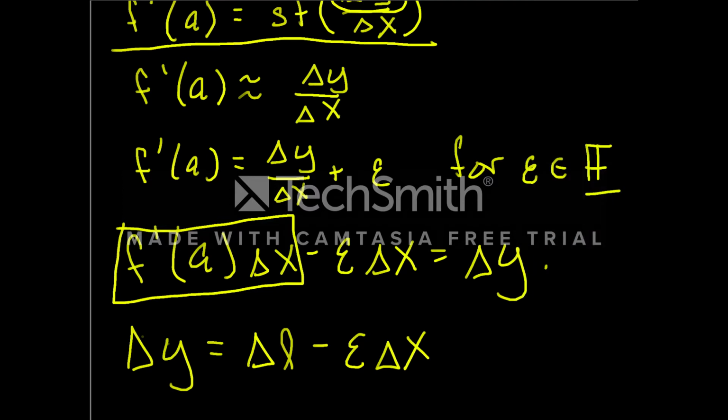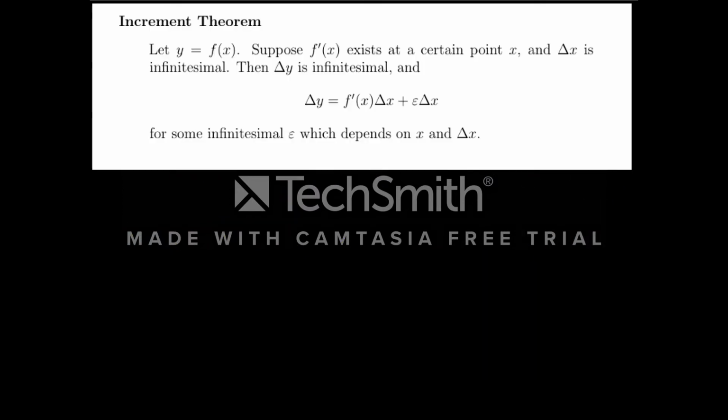So let me clear our screen and place the increment theorem straight from the book, which says that if y is a function and f prime exists at a certain point and delta x is an infinitesimal, then the change in y, delta y, is also an infinitesimal, and further yet, delta y is equal to f prime of x delta x plus epsilon delta x for some infinitesimal epsilon, which depends on x and delta x. And recall we worked out that this value here is the change in our tangent line.